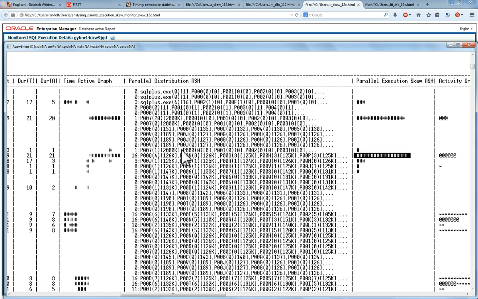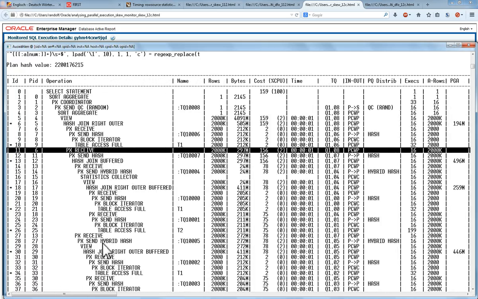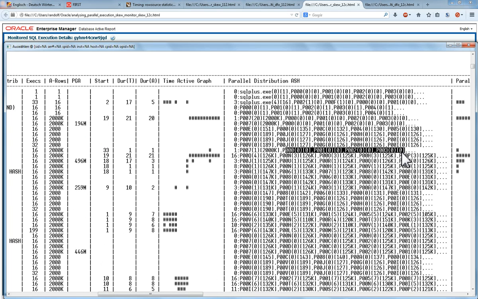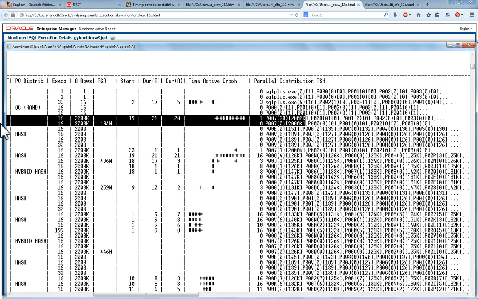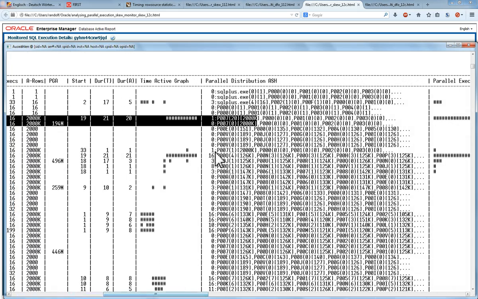But obviously the line above, this PX receive operation, is massively affected by skew, because we can see that all the remaining parallel execution servers didn't receive a single row, but this P007, that we've already seen in the previous analysis based on the real-time SQL monitoring report, receives all of these 2 million rows. And the same we see confirmed for the view operator and the hash join operation. This is again something you can clearly tell from this row distribution on parallel execution server level.